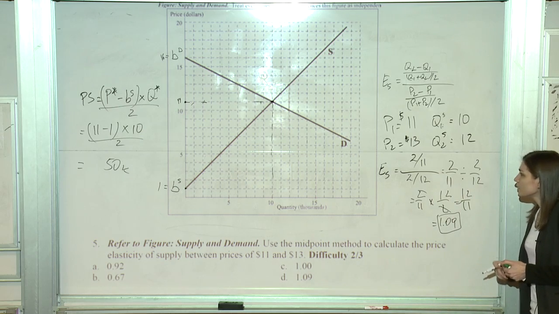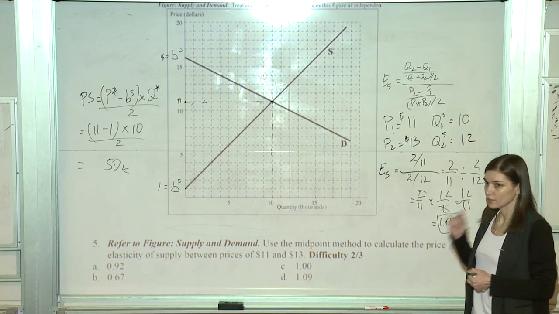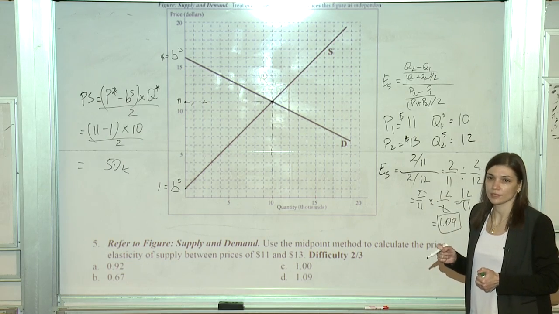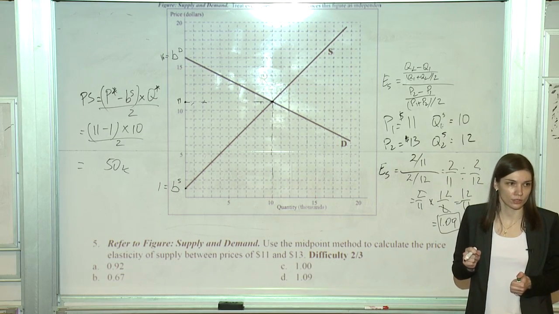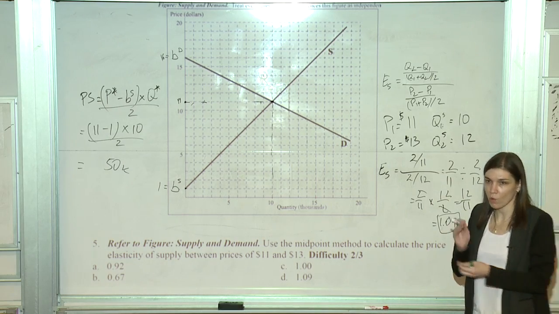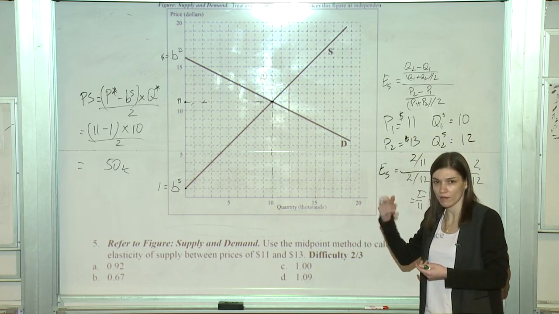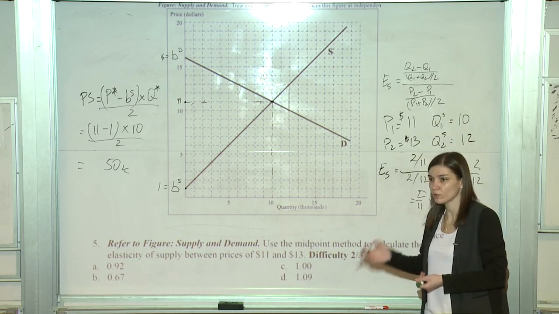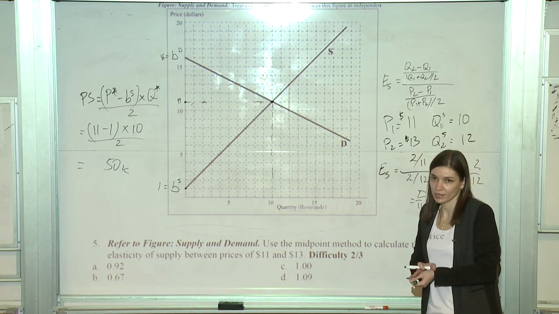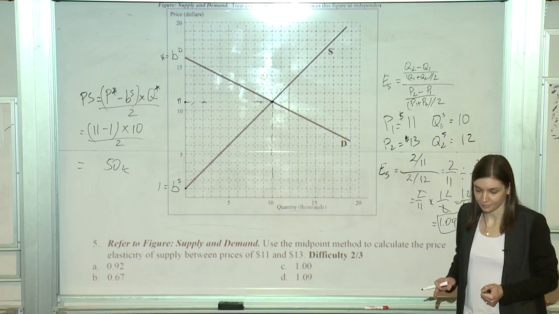Now, does that mean that the supply curve is elastic, inelastic, or unit elastic between those 2 points? Elastic, right? So 1 was the cutoff point. 1 is unit elastic. When it's more than 1, we have elastic supply or demand, and when it's less than 1, we have inelastic.